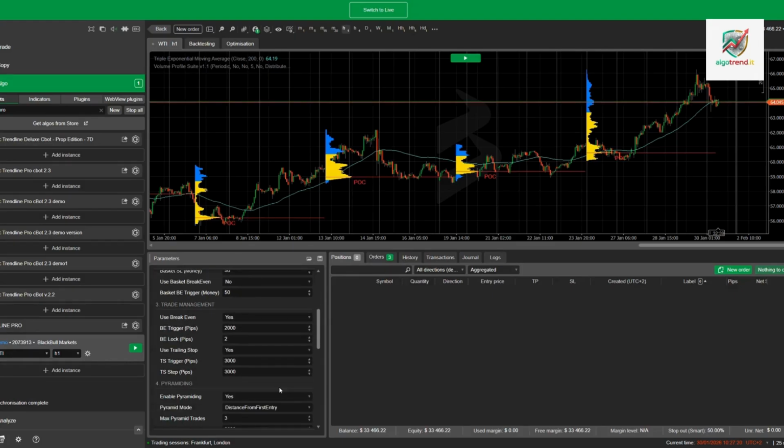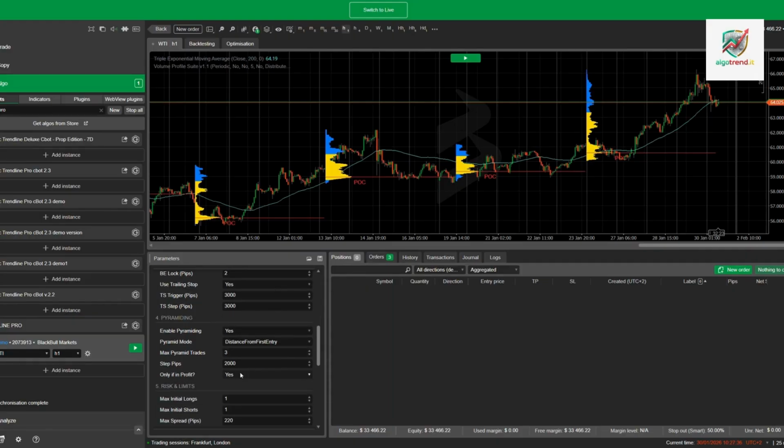Number 4, Pyramiding. Adds positions as the trade moves into profit. Enable pyramiding, max pyramid trades, step pips, a minimum price movement before adding a new position. Only if in profit prevents adding to losing trades. Pyramiding modes: distance from first entry, distance from break-even level, retracement from recent high or low.